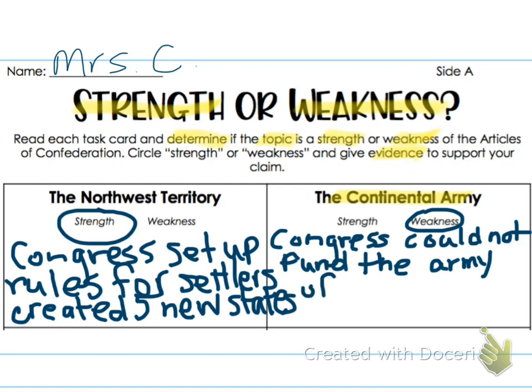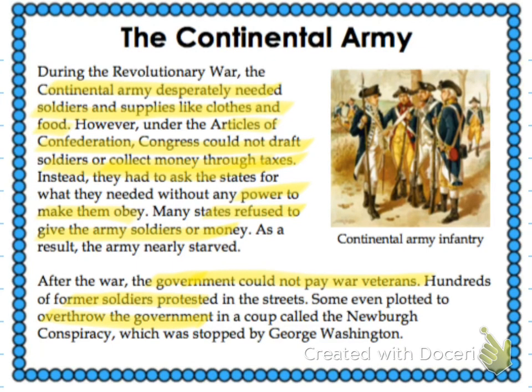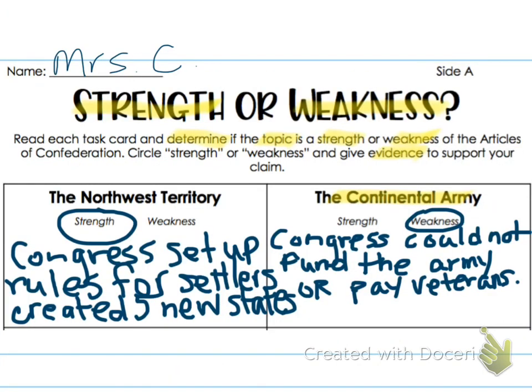or pay veterans. Okay, write this with me. The Congress could not fund the army or pay veterans. So that means that basically they had no money. Now you have to ask yourself, if you're using this as evidence, can you go back to the text and find this? Well, as you know, yes. Yes, you can.